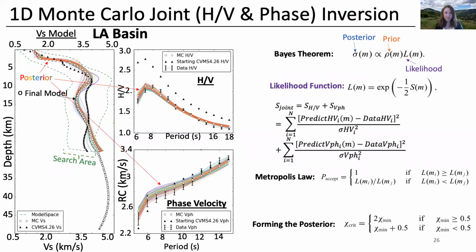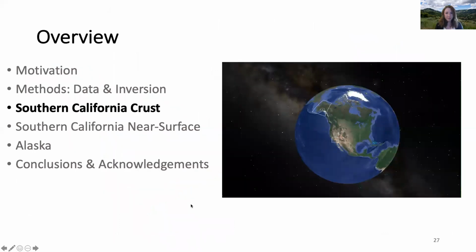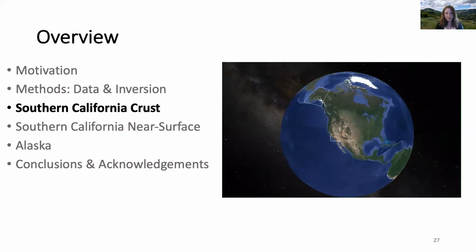So here's our model search space in green, and our posterior models are shown as multicolored strands with the corresponding predicted models shown on the right. As you can see, we are fitting our data. Now that we have the fundamentals down, let's zoom into Southern California.